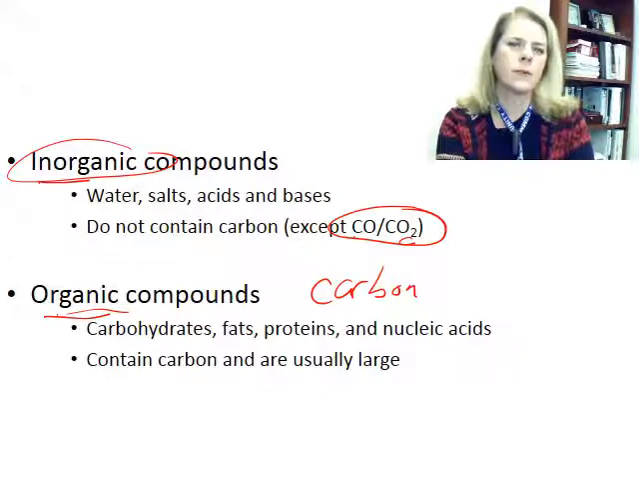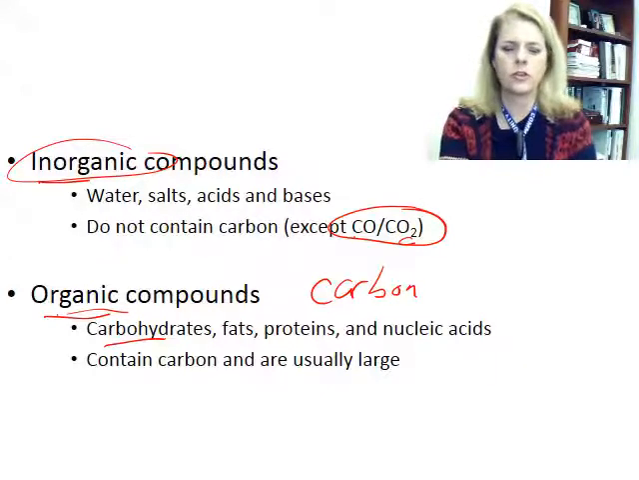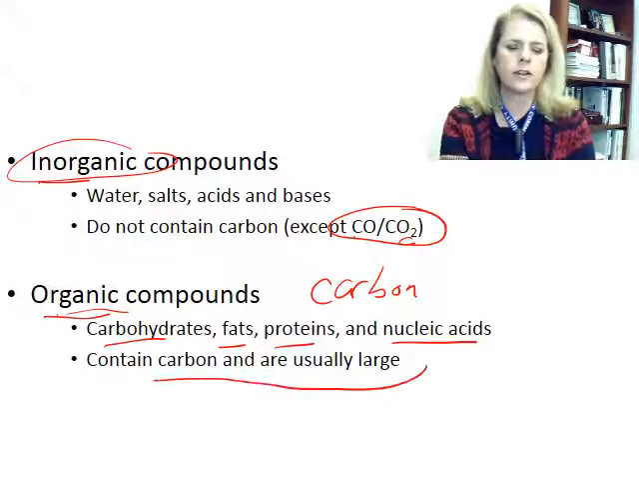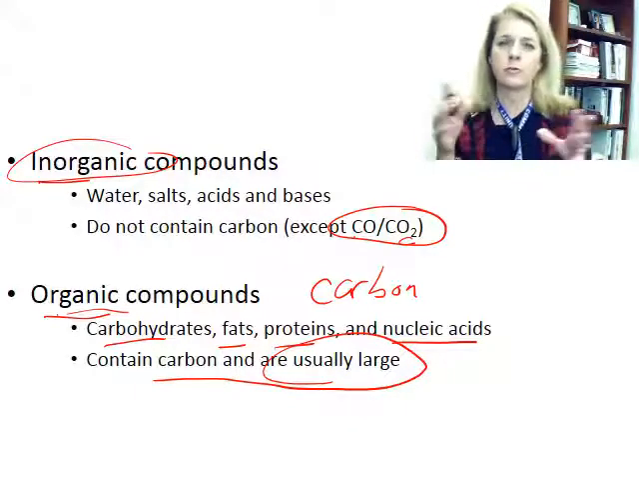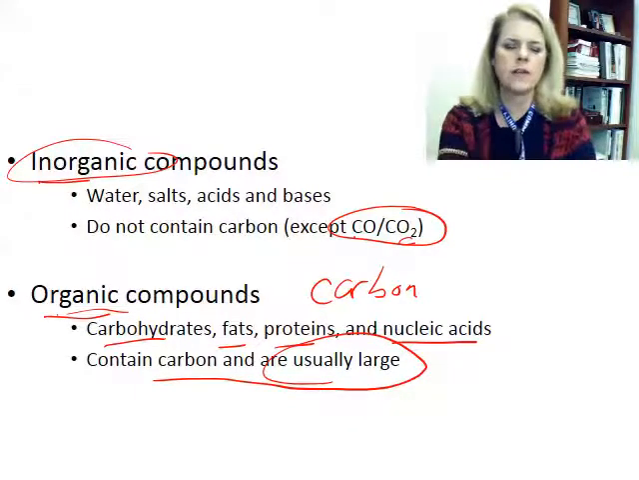Examples of organic compounds are carbohydrates, which are sugars, your fats, which sometimes you'll see the word lipids, proteins, and nucleic acids like DNA and RNA. These are usually going to be very large molecules. They're usually polymers, or smaller units put together to make bigger units. And these are all organic.